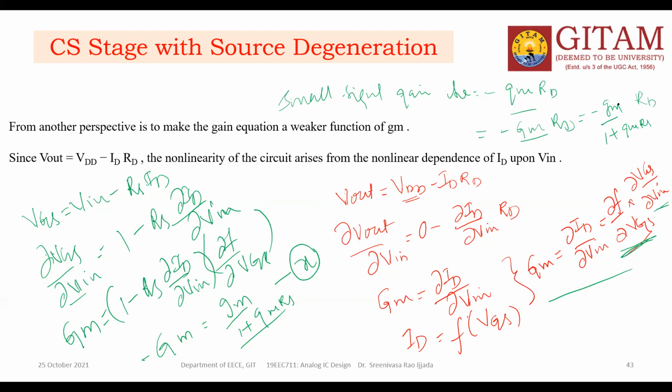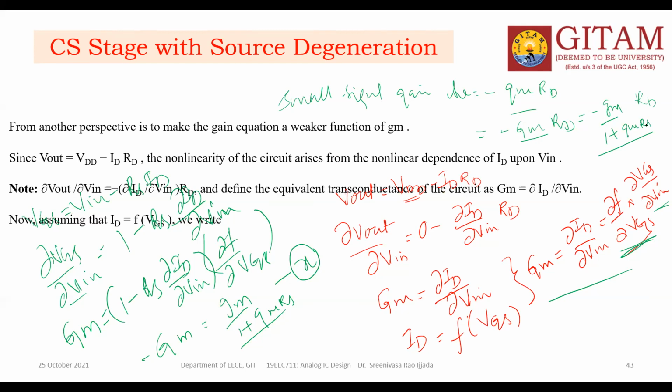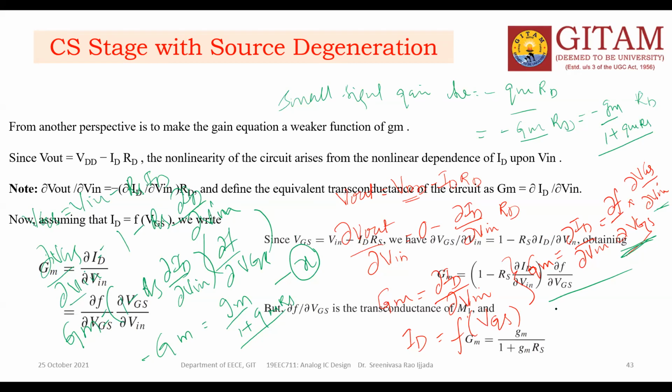So from this expression, remember this equation: minus gm into RD by 1 plus gm into RS. Okay, so remember this one. Everything is already derived. The final result is that capital GM is equal to gm by 1 plus gm into RS. This is taken, so later you can go to this one.